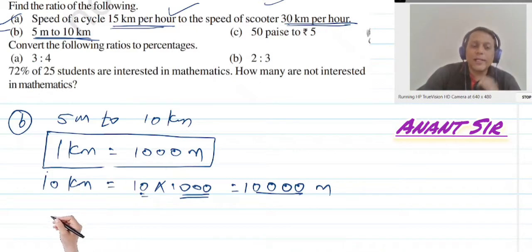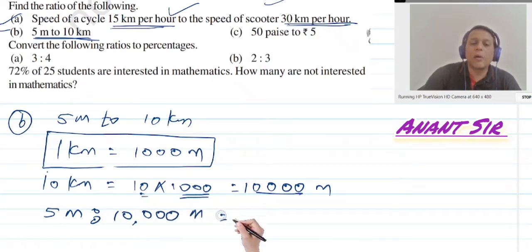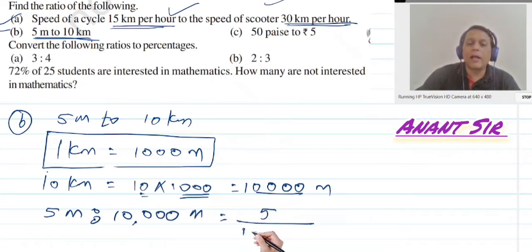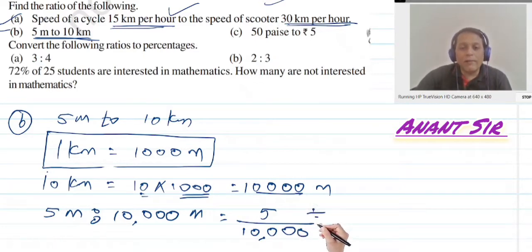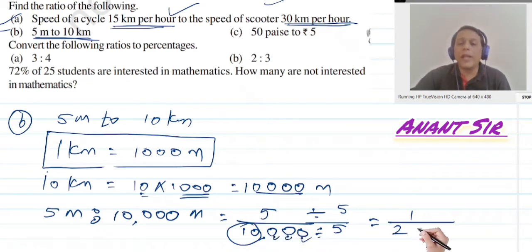Now as the units are same, we can divide. 5 meter is to 10,000 meter. I can now divide. I will write the values in the ratio form, okay? Now I will divide both the numbers by same number. I can divide both by 5. So 5 ones are 5, 5 twos are 10, and how many zeros are remaining now? 3. So this is our final answer, friends.